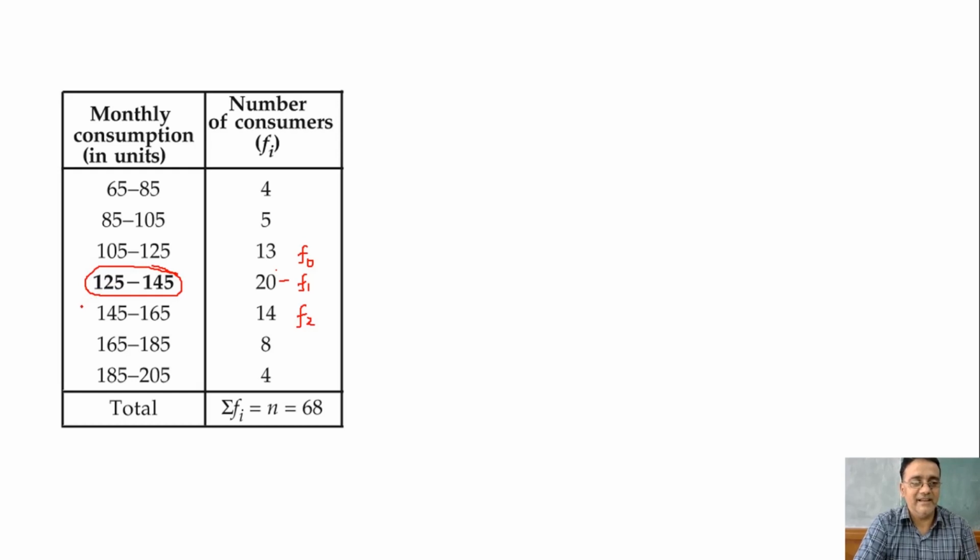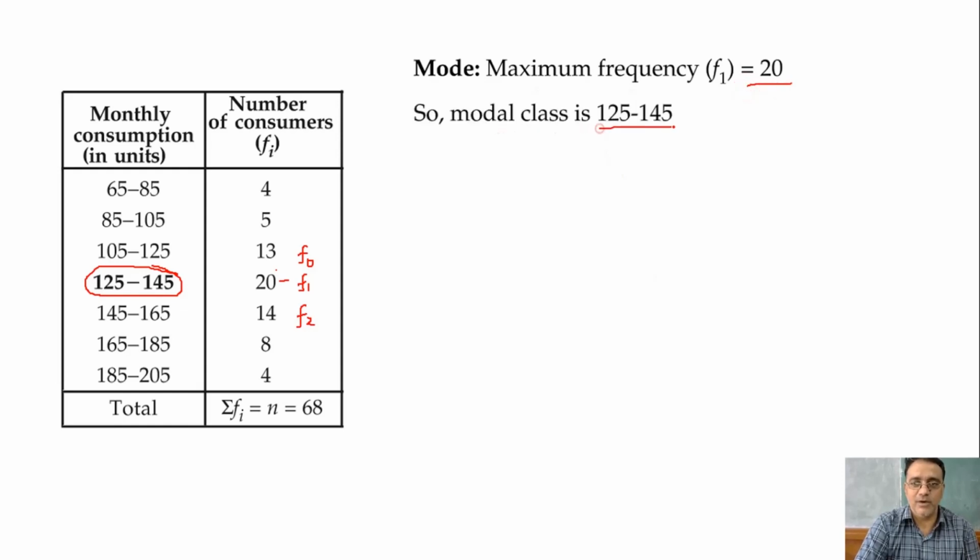So what is L? L is 125. What is H? 20. Okay, fine. So the maximum frequency is 20, so the modal class is 125 to 145. So we'll write all these values. L is equal to 125, F1 is 20, F0 is 13, F2 is 14, and H is 20.